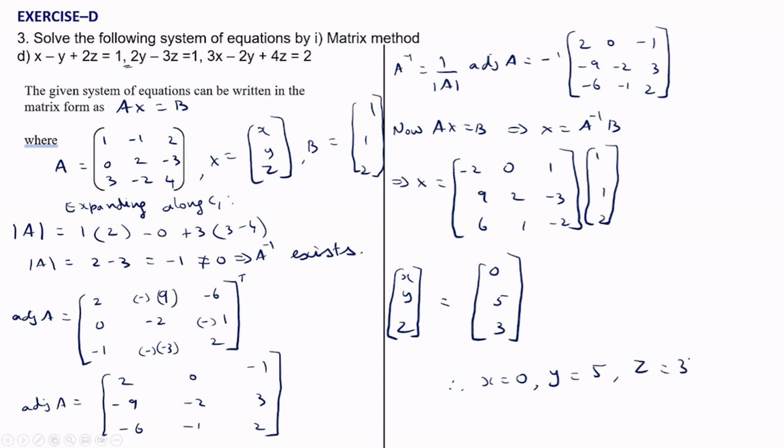So questions on finding the solution of system of equations using matrix method can be expected for 5 marks. Finding A inverse carries 2 marks. The remaining steps and the final answer carries 3 marks.